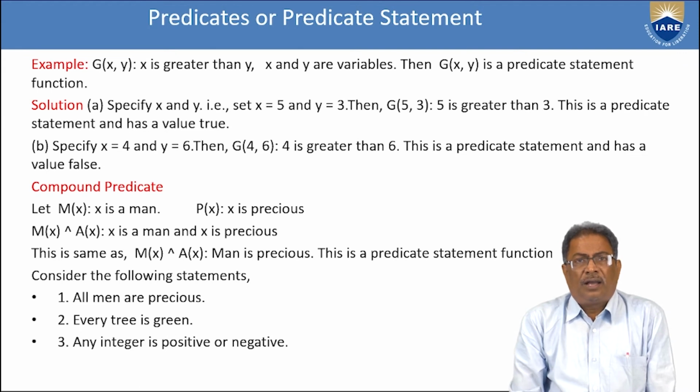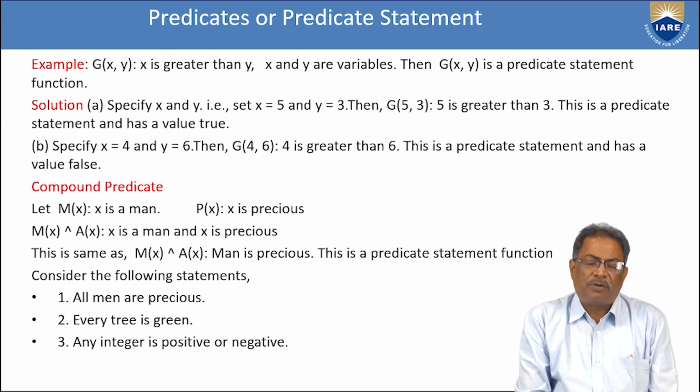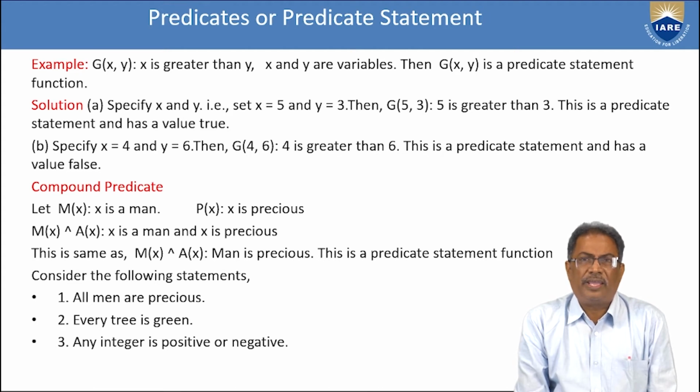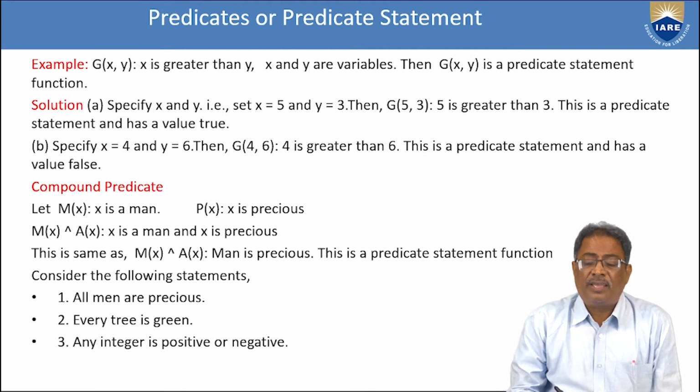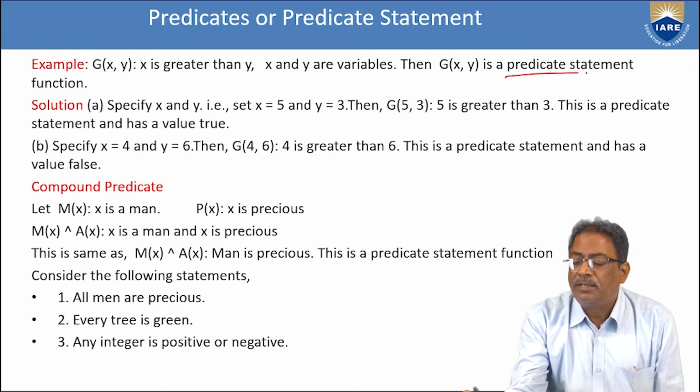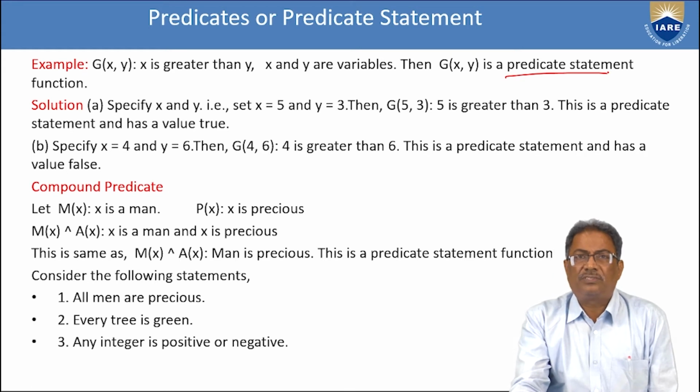Now another one is g of x comma y. Earlier we discussed g of Yadav comma Jadav. Those Yadav and Jadav are just replaced with variables x and y. So we can say that g of x comma y is x is greater than y. So here x and y are variables. So this represents a predicate statement function.